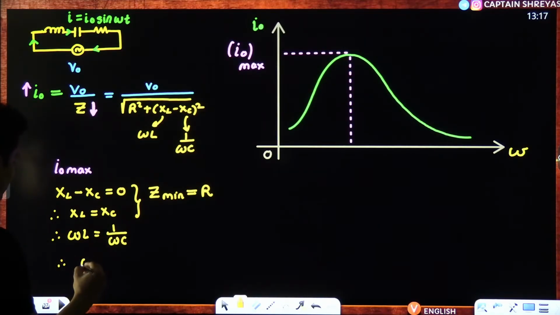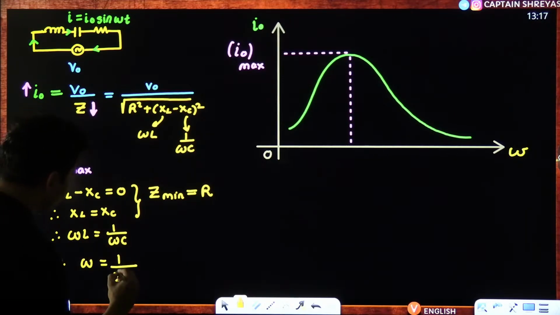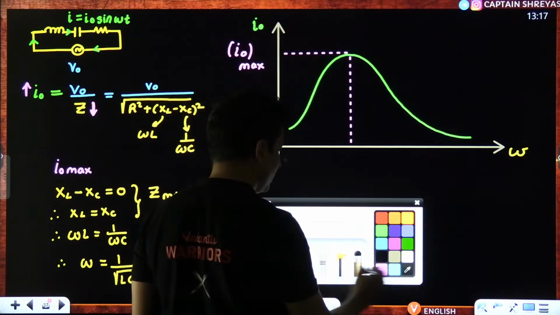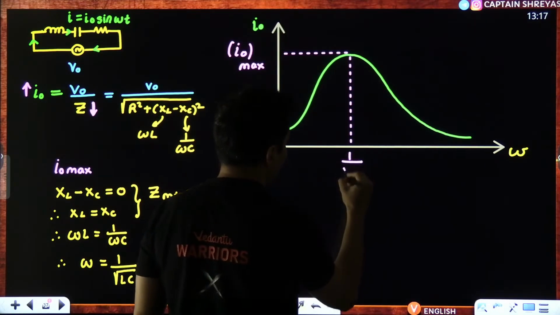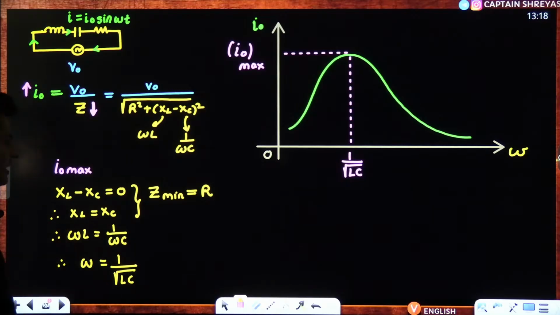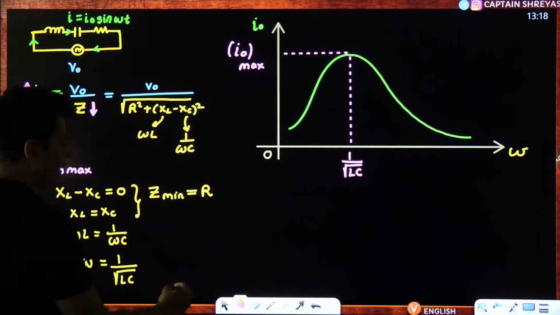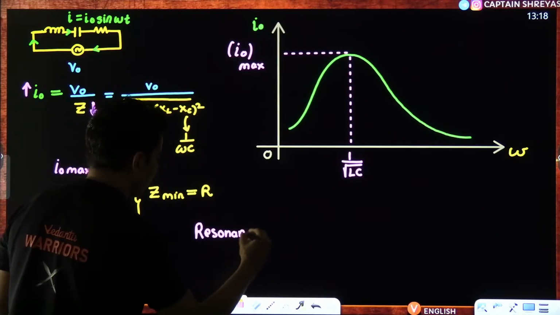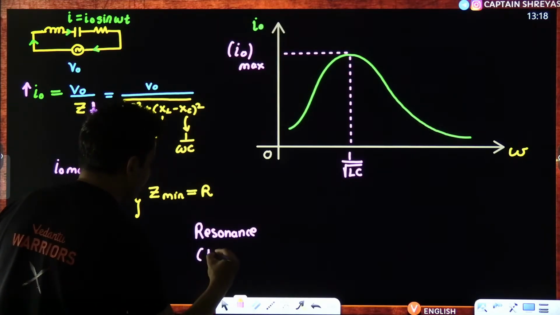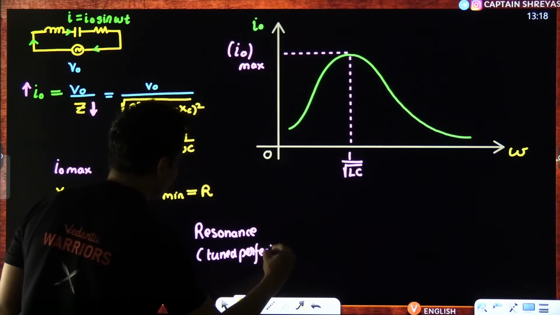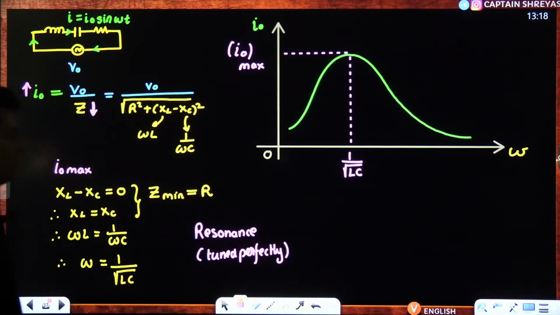So basically omega square is 1 by LC, or omega is 1 over root LC. So this happens at a special value of 1 over root LC. That's when the current is maximum. This entire phenomenon is basically called resonance, or it has been tuned perfectly. That is what it is.